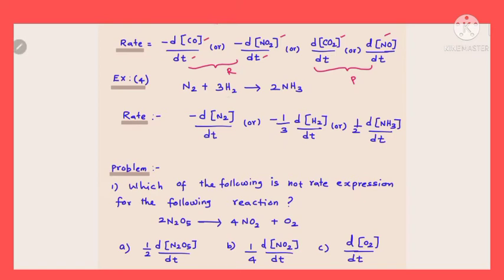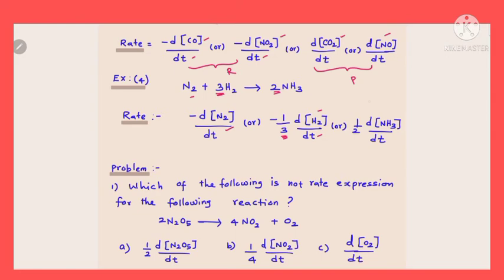N2 plus 3H2 gives 2NH3. So here you have a certain number of moles of reactants and products, isn't it? While writing the expression, those numbers go to the denominator, isn't it? Right, the rate expression based on reactant nitrogen is minus d of N2 by dt, whereas for hydrogen, you have 3 moles, so that number goes to the denominator, isn't it? Minus 1 by 3 d of H2 by dt.